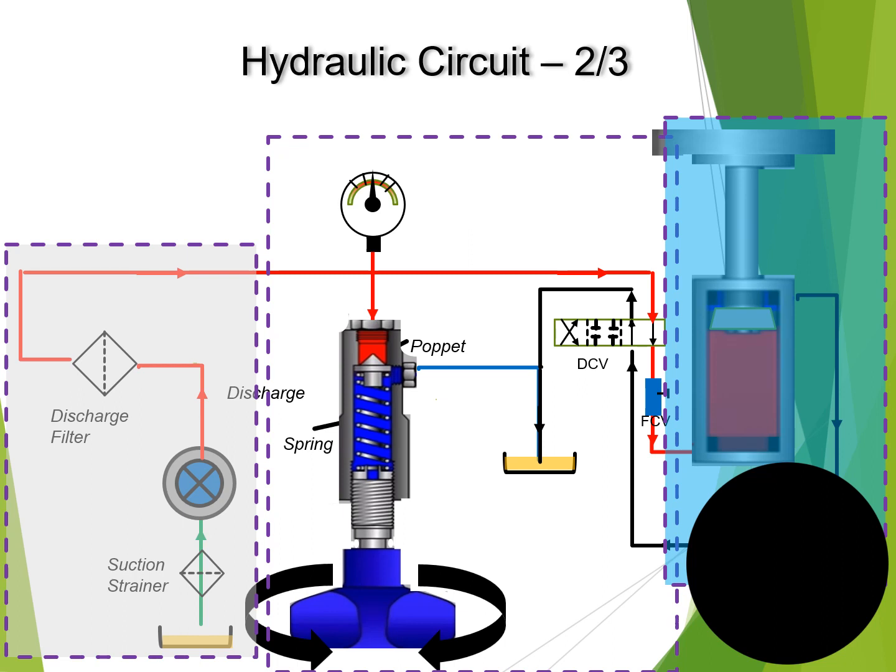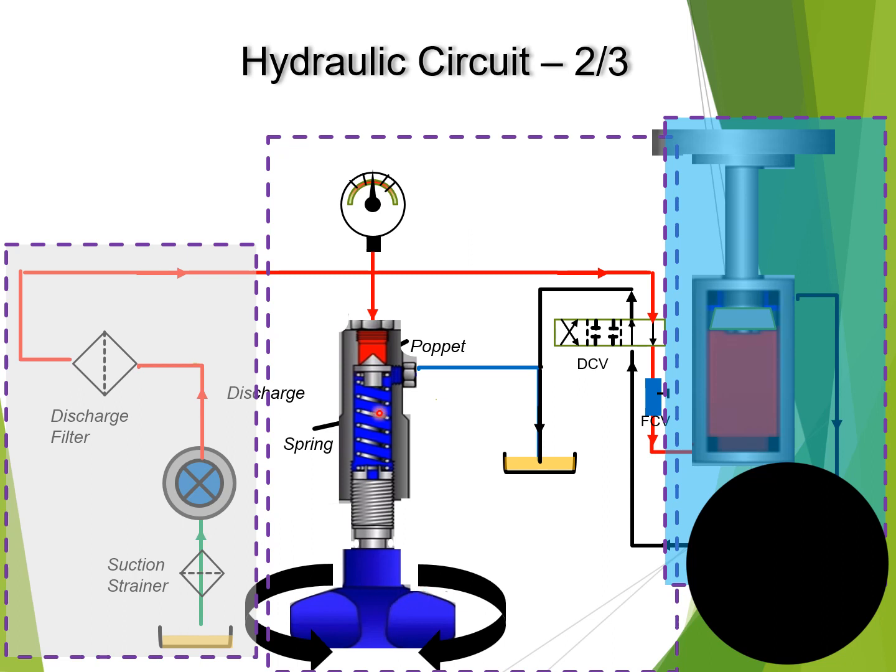These pressure relief valves are of two types. One is the direct acting type, second is the pilot acting type. The selection of the valve can be done based on the usage. Here, of course, we have shown the direct acting valve. The pressure can be set by rotating this knob.